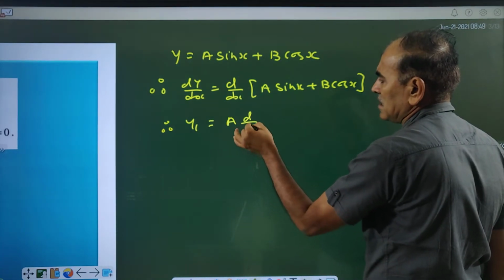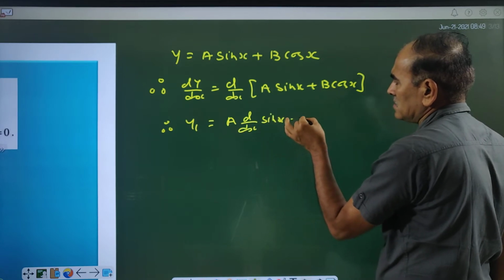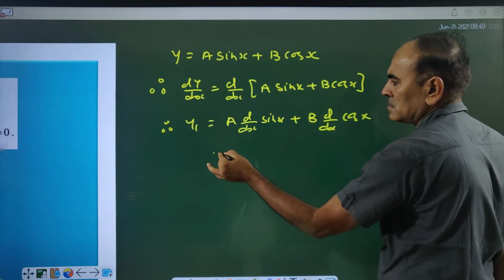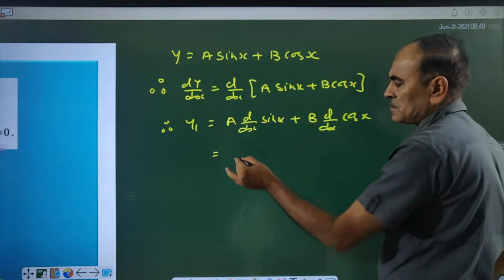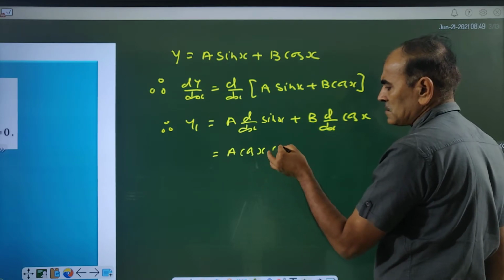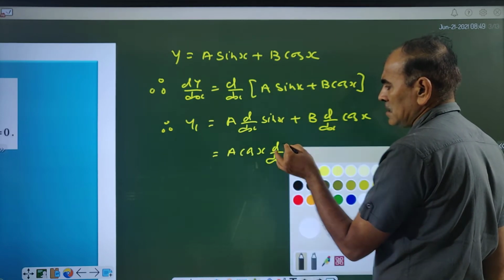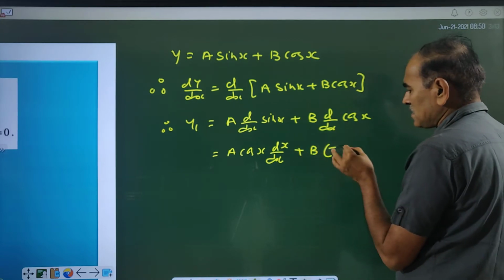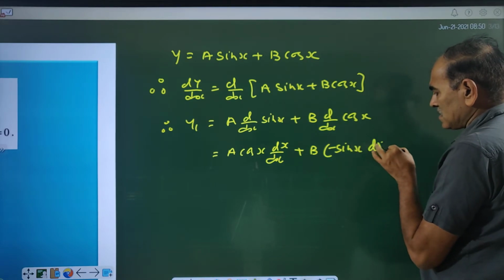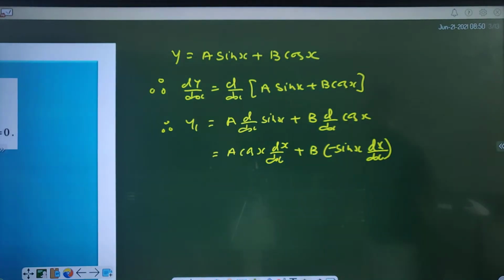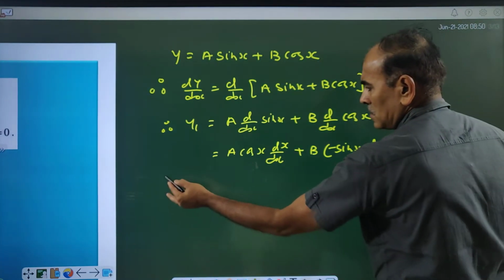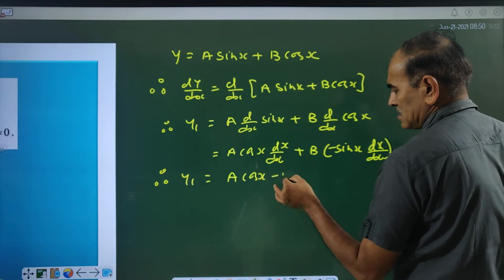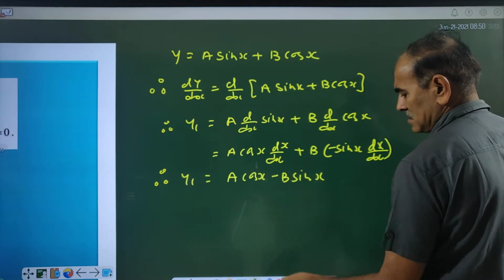So a constant outside, d by dx of sin x, b constant outside, d by dx of cos x. Sin of some function, cos of some function, d by dx of some function, plus b cos of some function, minus sin of some function, d by dx of some function. So what we get, y1 is equal to a cos x minus b sin x.